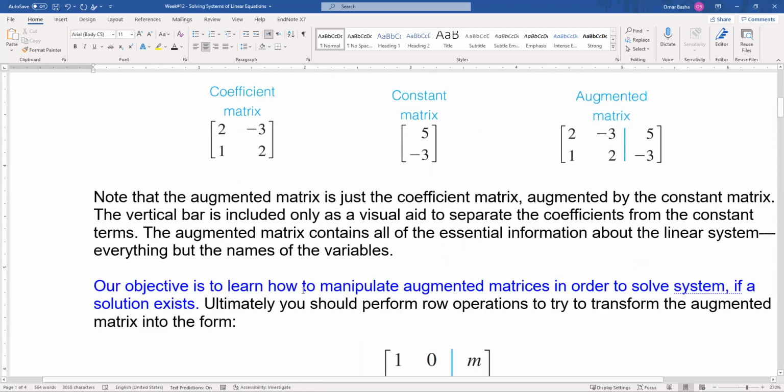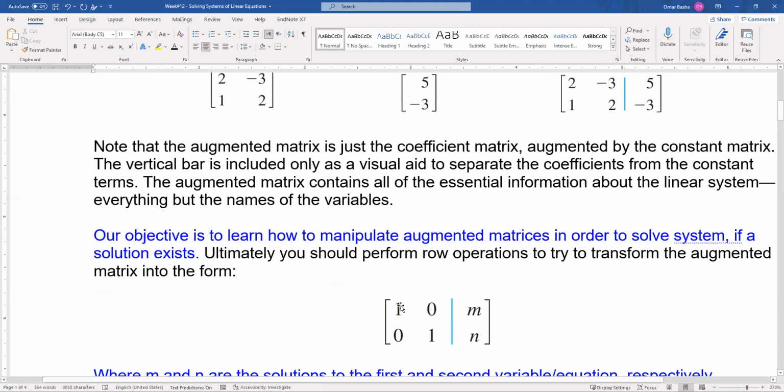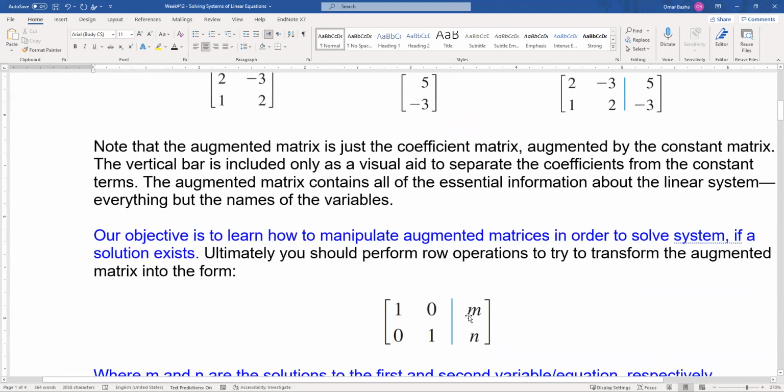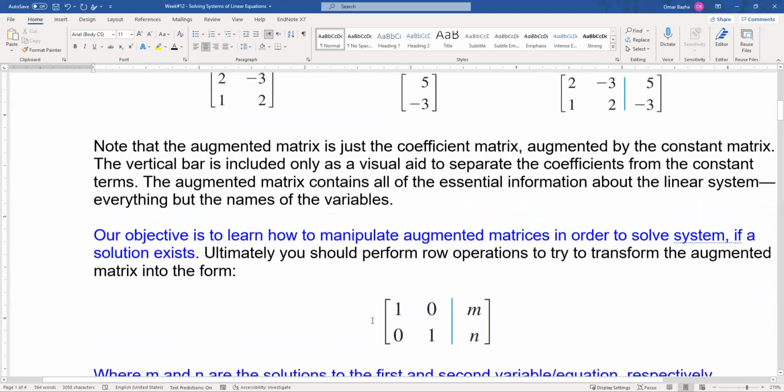And ultimately, you want to perform manipulations on this matrix to reach this form where I have a 1, 0, 0, 1 in my coefficient matrix, and then m and n in place of the constant matrix, and m and n are the solutions to the linear algebraic equations. Okay?